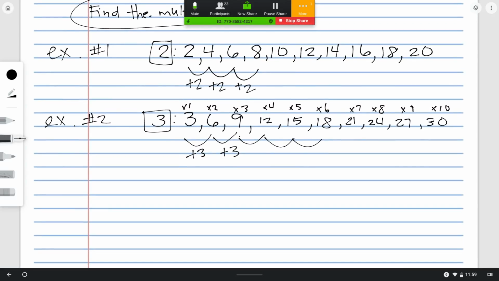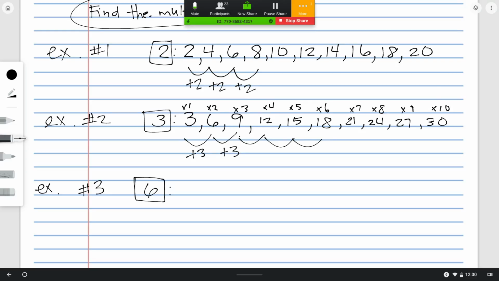Let's find the multiples of another number. I'm going to give you a minute to do this. Let me do a higher number that you cannot skip count with. Let's do multiples of 6.